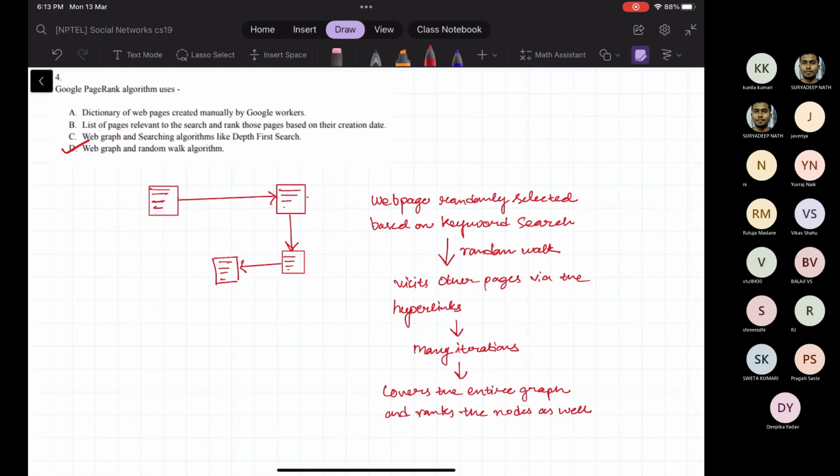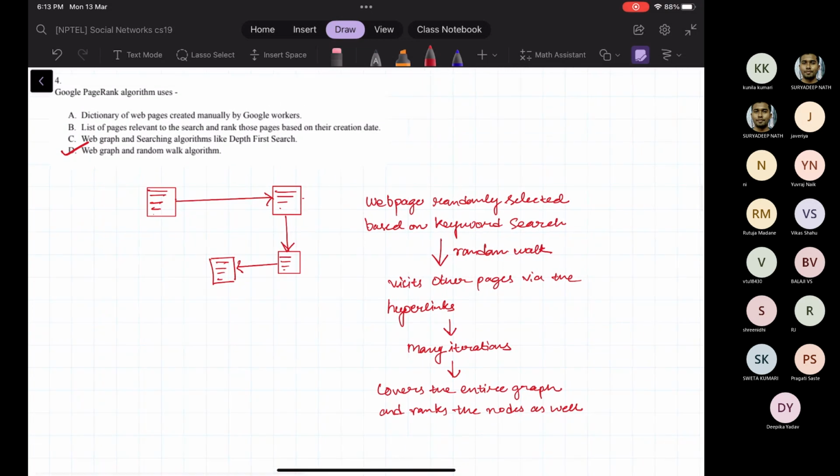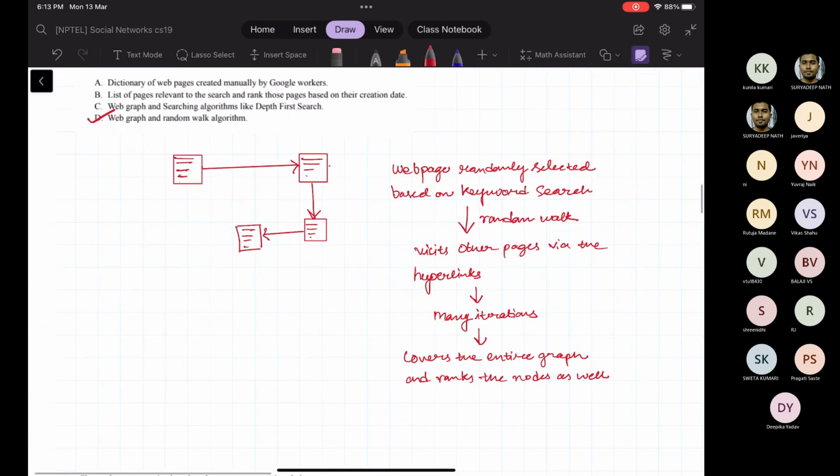It would be impossible to maintain a dictionary of web pages, so it just starts with any web page at random based on the keyword you give in the search, and from there it does a random walk, finds neighboring web pages via the hyperlinks, and eventually it covers the entire graph and then ranks the nodes, and that gives you the page rank.